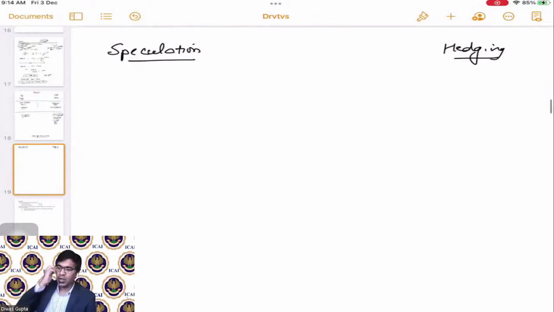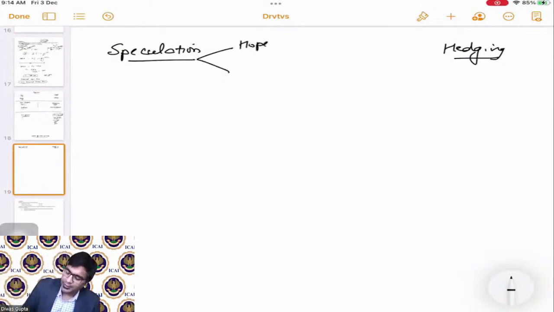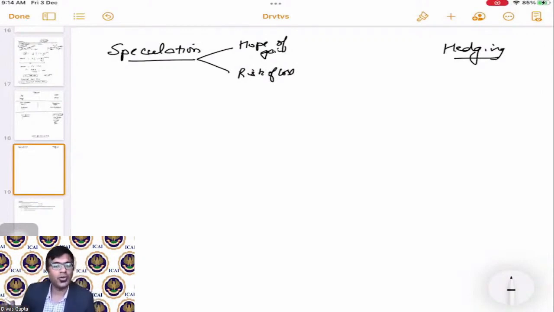Yes. So what is speculation? There are two things. If I'm sitting here and I want to speculate, I will speculate that tomorrow the price is going up or tomorrow the price is going down. This is just a simple speculation that I have. So what is it? Hope of gain or risk of loss. Correct? I am hoping for a gain, or I am undertaking a risk of loss. Simple.